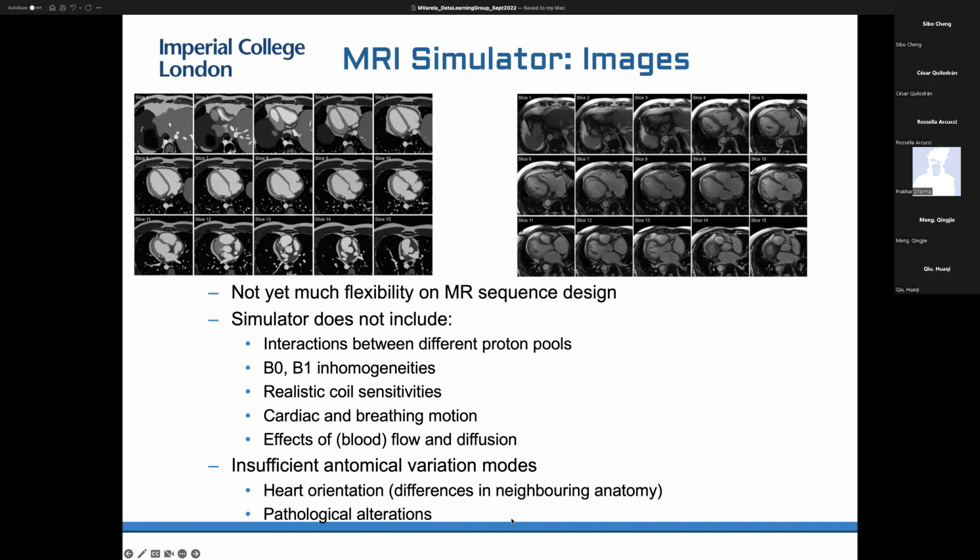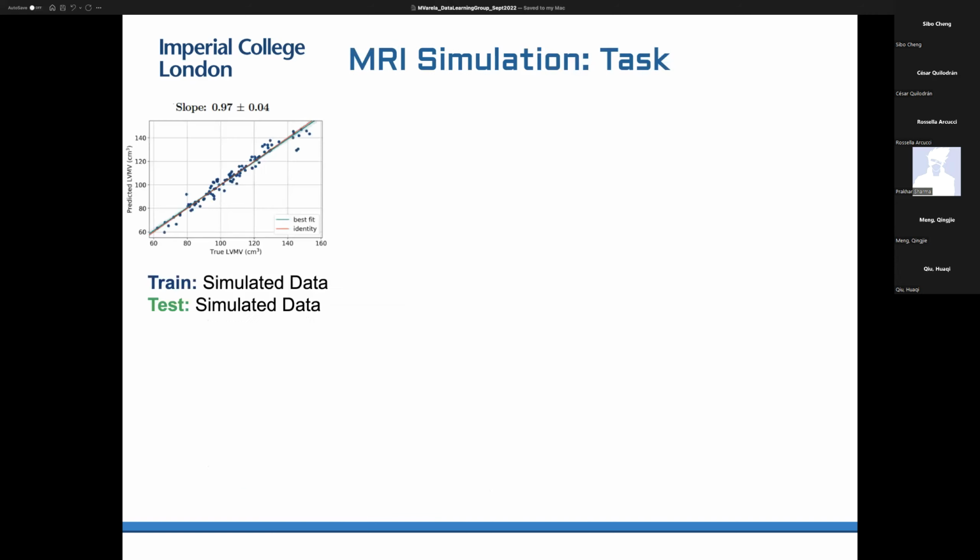And I've already told you that we struggle with the heart orientation, and also it's difficult to introduce pathological changes. For example, if you were to add a tumor somewhere, it would be quite tricky to do that realistically. So for our proposed task, if you train on simulated data and then test on simulated data, as you can see, this is the true ventricular volume, and this is the predicted one here. It works really, really well.